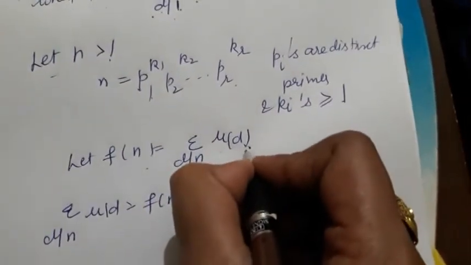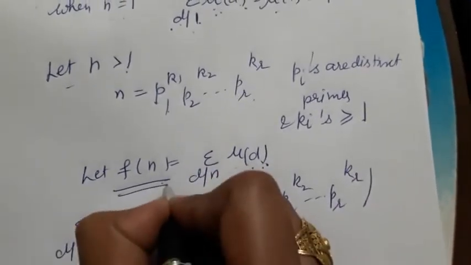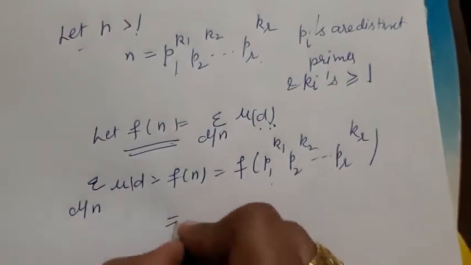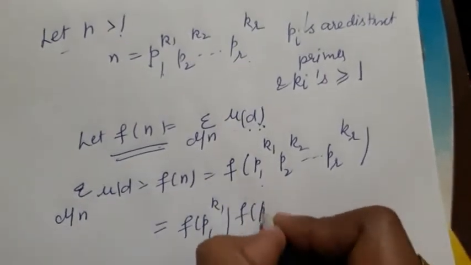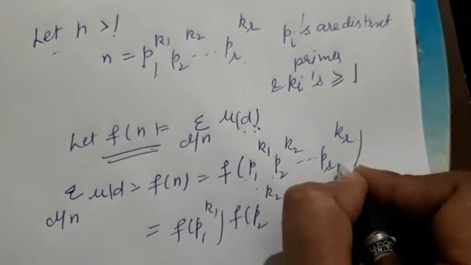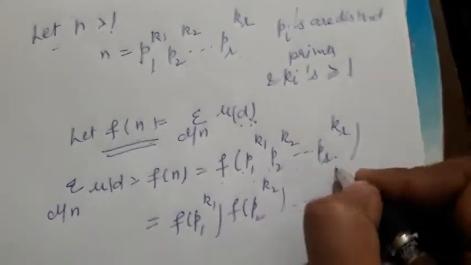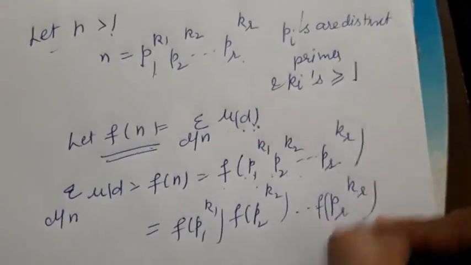Since mu is a multiplicative function, therefore f is also a multiplicative function. We use the multiplicativity of f here: f of p1^k1, f of p2^k2, because all are distinct primes, their GCD is 1. So f can be broken up for these prime numbers, up to f of pr^kr.